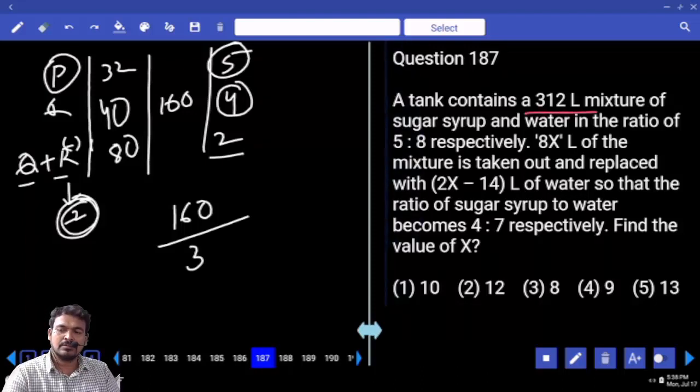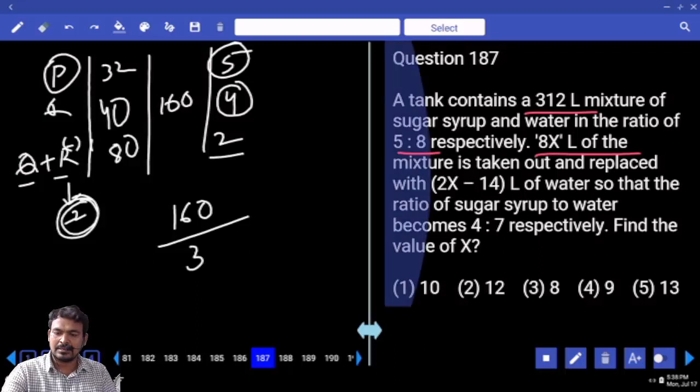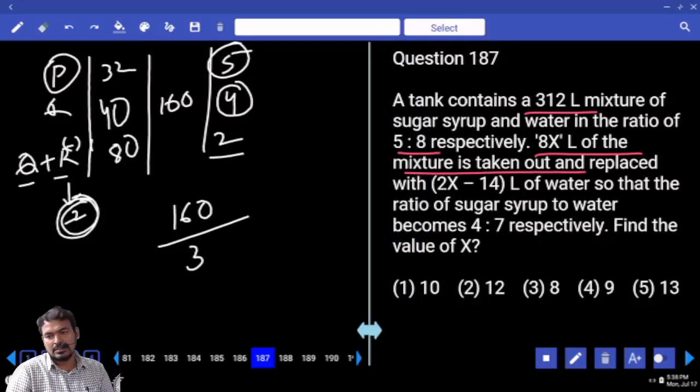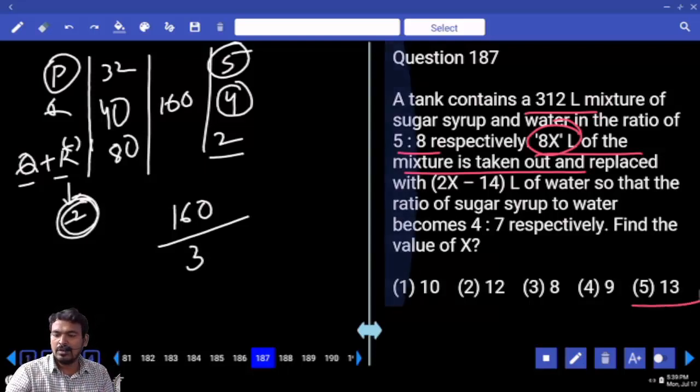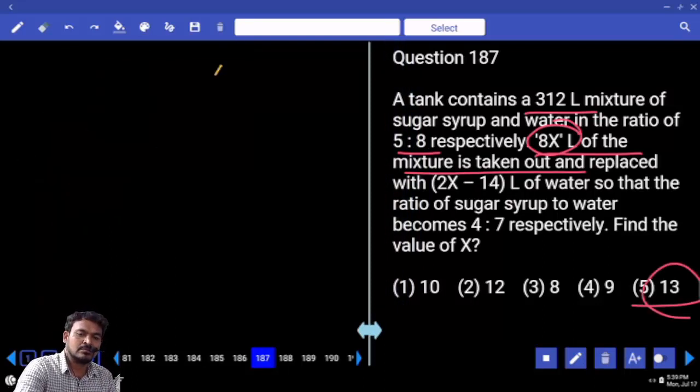For the initial quantity 312, sugar and water are in which ratio? 5:8. In that, 8x liters of mixture is taken out. 312 is a multiple of 13, and 5:8 also. Total how many parts? 13 parts. Out of 312 liters, 13 parts, so 8x liters must be a multiple of which one? 13. Is 8 a multiple of 13? No. So obviously x must be a multiple of 13, and how many options? Only one. So x equals how much? 13.